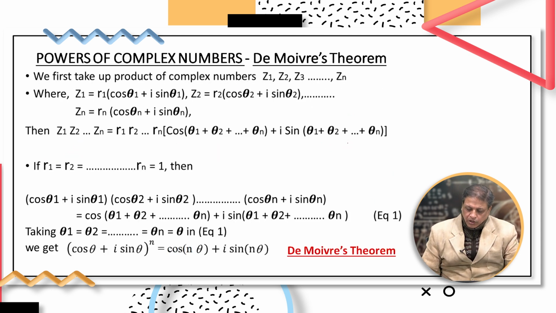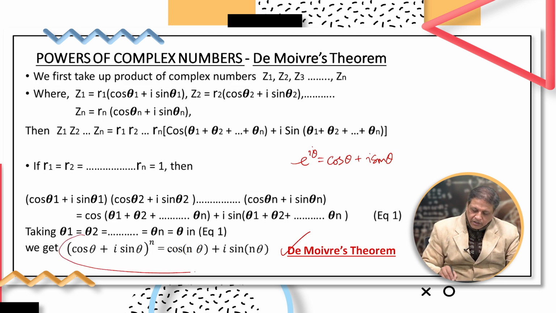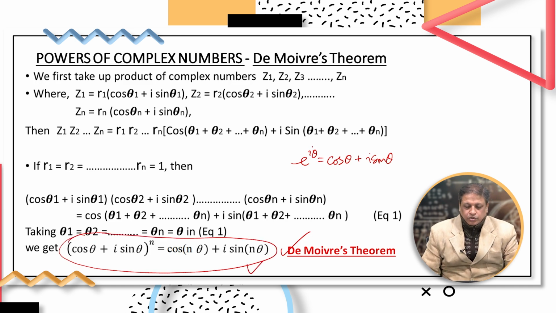And this formula which we were discussing, that e to the power iota theta is equal to cos theta plus iota sin theta, is actually involved in the concept of de Moivre's theorem. And de Moivre's theorem says that cos theta plus iota sin theta to the power n is cos n theta plus iota sin n theta. This is nothing but your de Moivre's theorem.